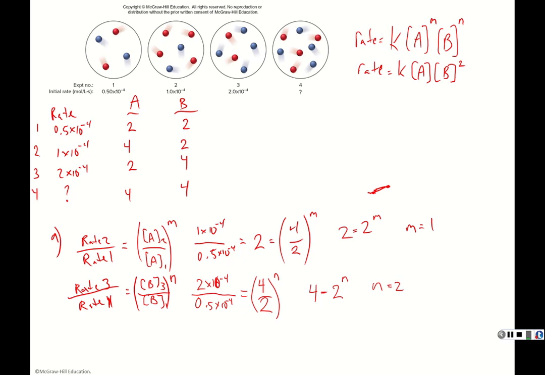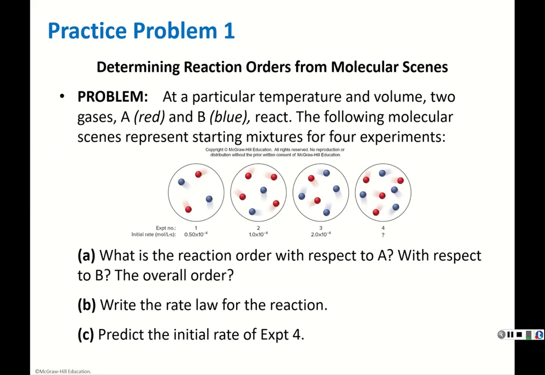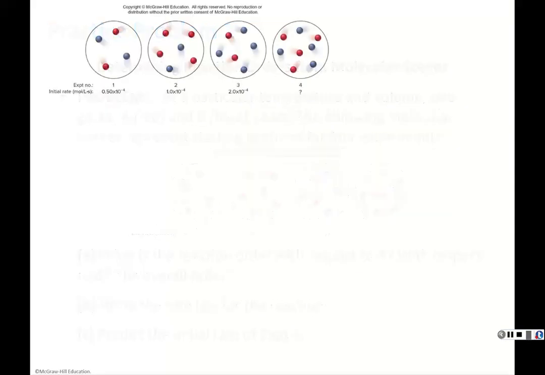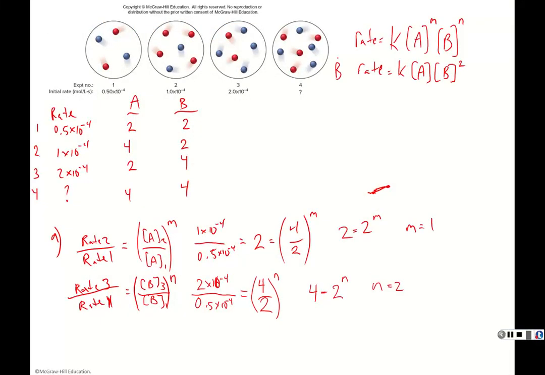So that would be our rate law for part B. Write the rate law for the equation. For part A, we want to know the overall order, so it would just be 1 plus 2, that would be 3, so third order overall.